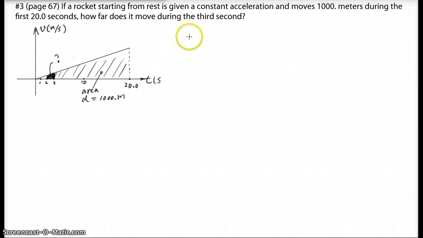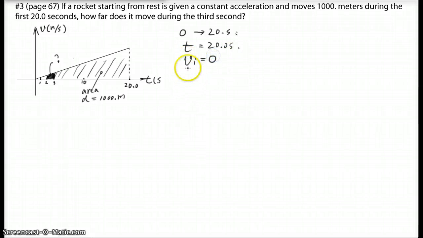Okay. So now first of all, given the information, we need to pick a time interval that we can apply a formula to, to find out the acceleration first. So I would pick starting from 0 to 20 seconds. During this time period, we know the time, of course, equals 20 seconds. We know the initial velocity equals 0. And then we know the displacement equals 1,000 meters.